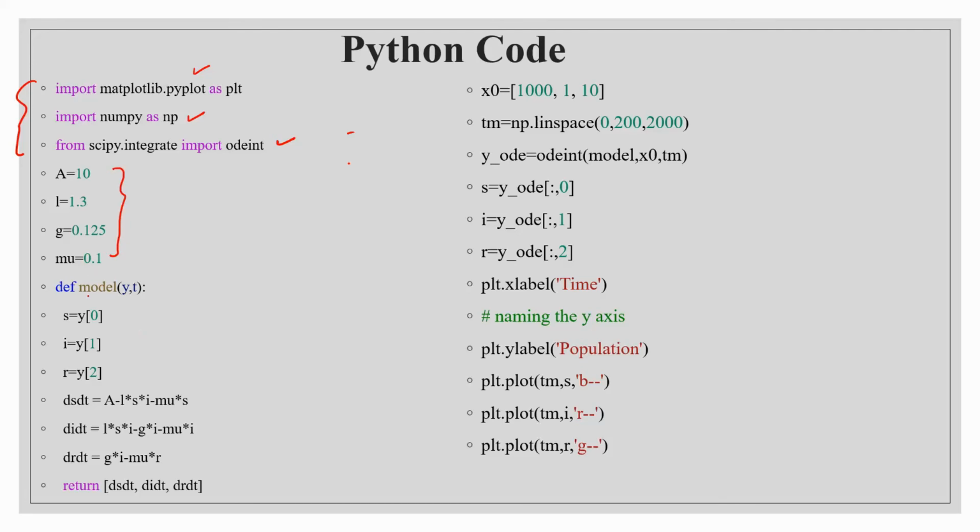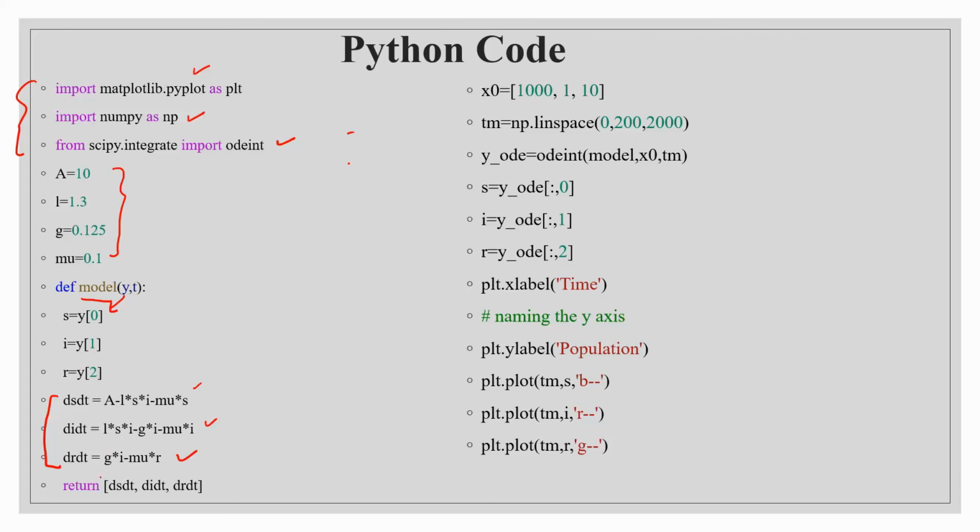And now you define the model. So here you will write your differential equation in this form. This is my differential equation for S, this is for I, and this is for R. And here, as you can see, I have defined a function that is named model, with y comma t. So I have an array y, where I have given the S variable to y0, the I variable to y1, and R to y2.